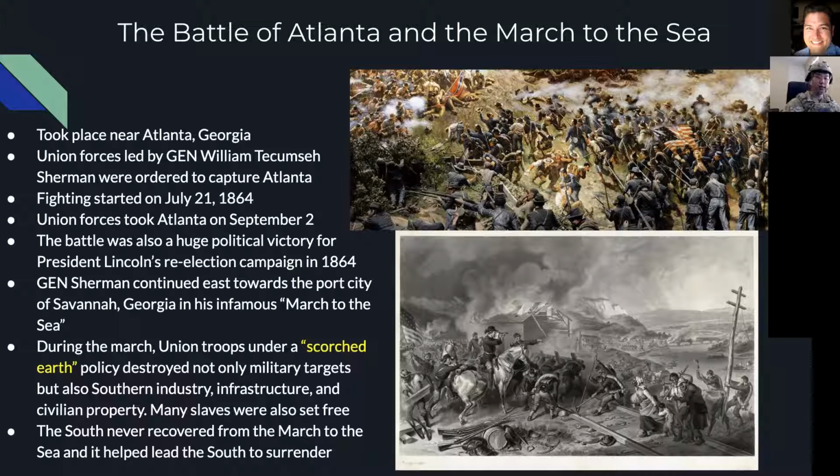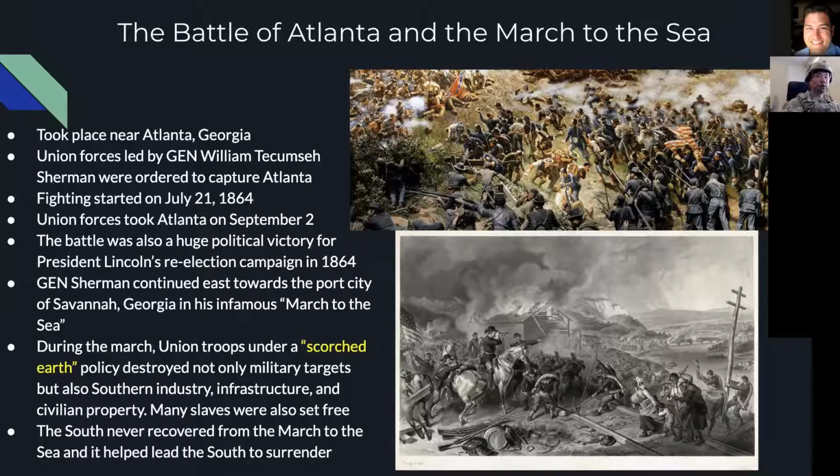They took Atlanta, which was a big victory for the Union. And President Lincoln was able to say, the war's going fine. We just took Atlanta. And George McClellan ended up losing all of his support, and he ended up losing the election, and President Lincoln was reelected in 1864. Now back to Georgia. General Sherman, after he captured Atlanta, continued marching southeast towards the port city of Savannah, Georgia, in his infamous March to the Sea.